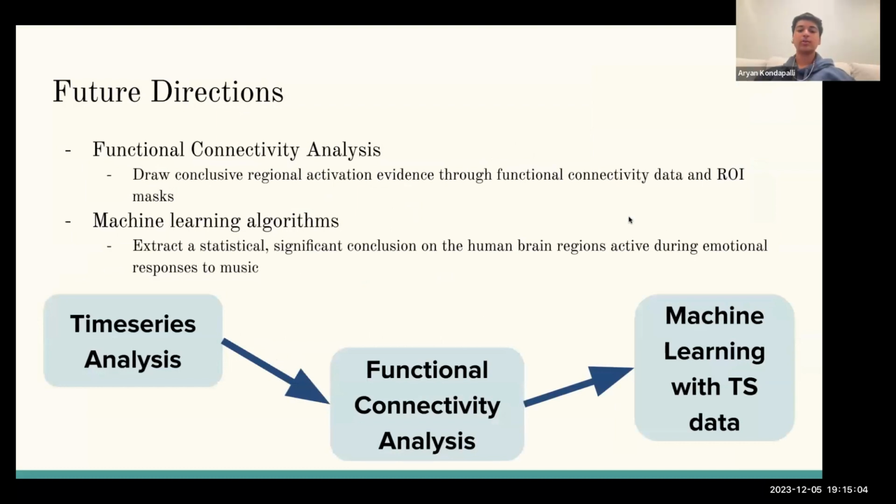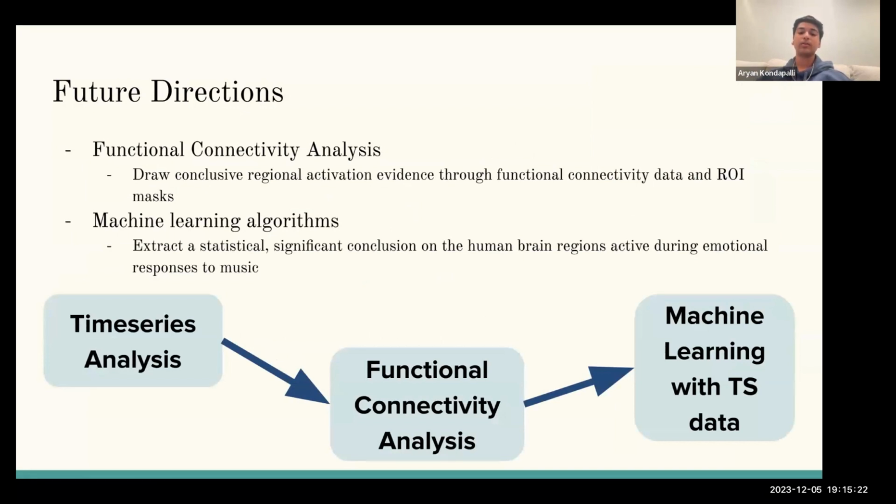So in the future, we want to first work on time series analysis, then functional connectivity analysis, and then finally develop a machine learning algorithm. So first, time series analysis is basically the signal that is measured at each voxel across the entire run.